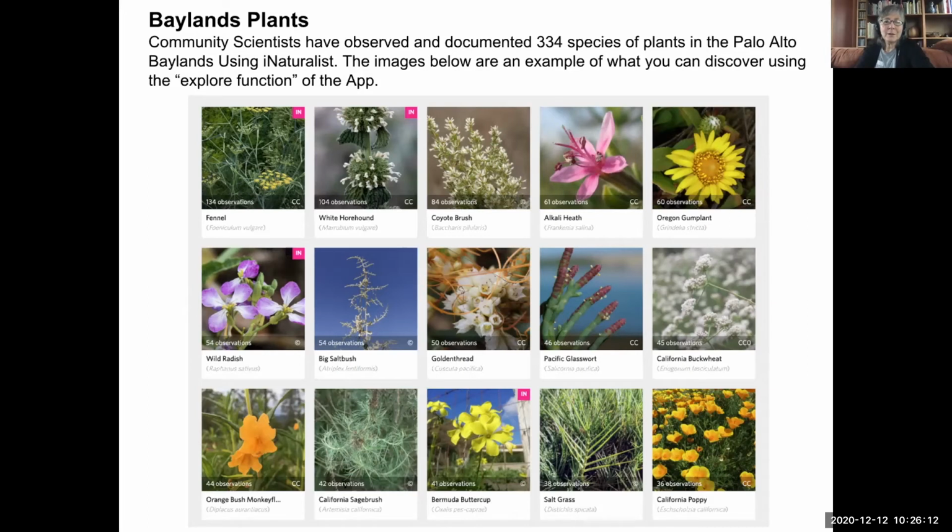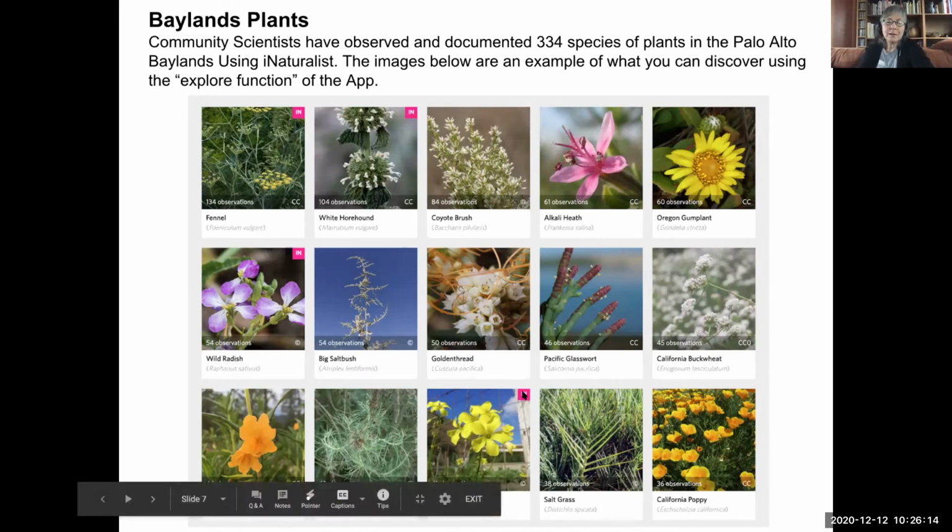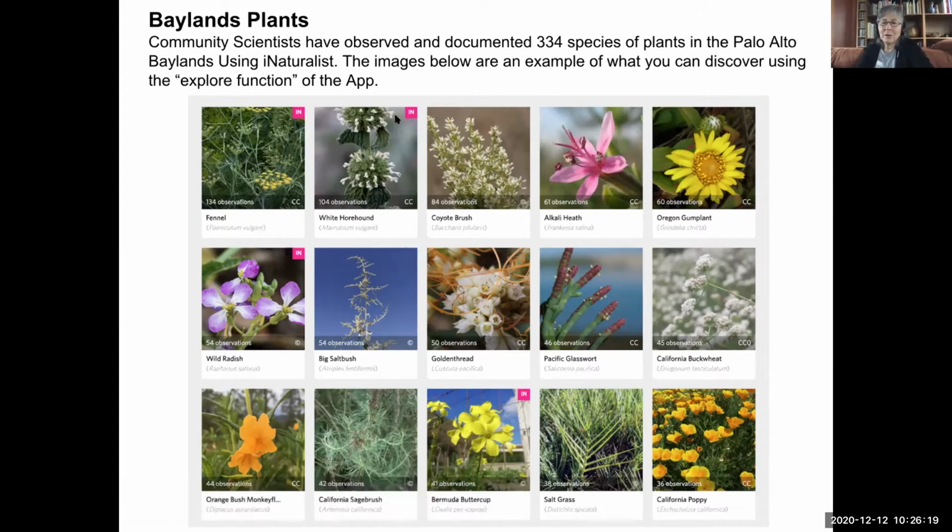You can see the ones with little pink squares in the corner. These are introduced, so they're not part of the ecosystem. They're trying to make themselves part of the ecosystem, but they don't provide nearly the habitat value because they didn't co-evolve with the local insects that eat them to move them up the food chain.